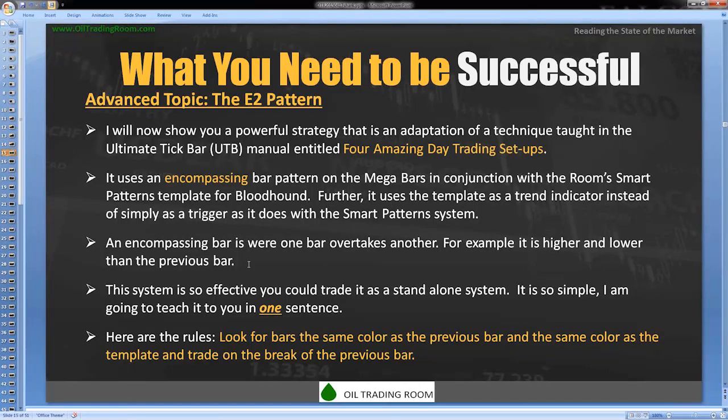This system is so effective you can trade it as a standalone system. I don't recommend that you do because there's a lot of other really awesome things that you can do with it and combine it with other methods, but you can. And it's so simple, I'm going to teach it to you in one sentence.